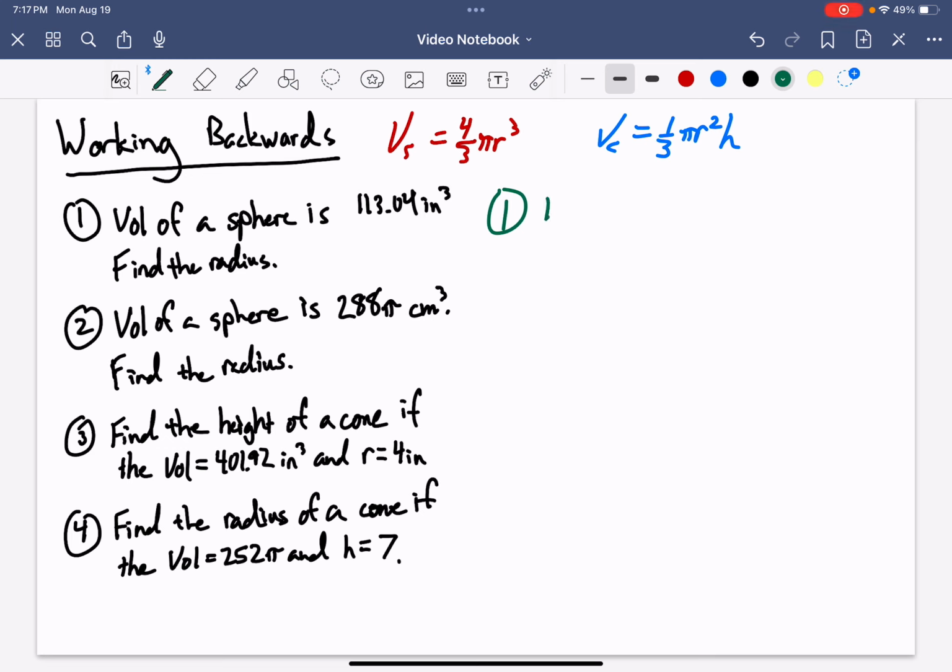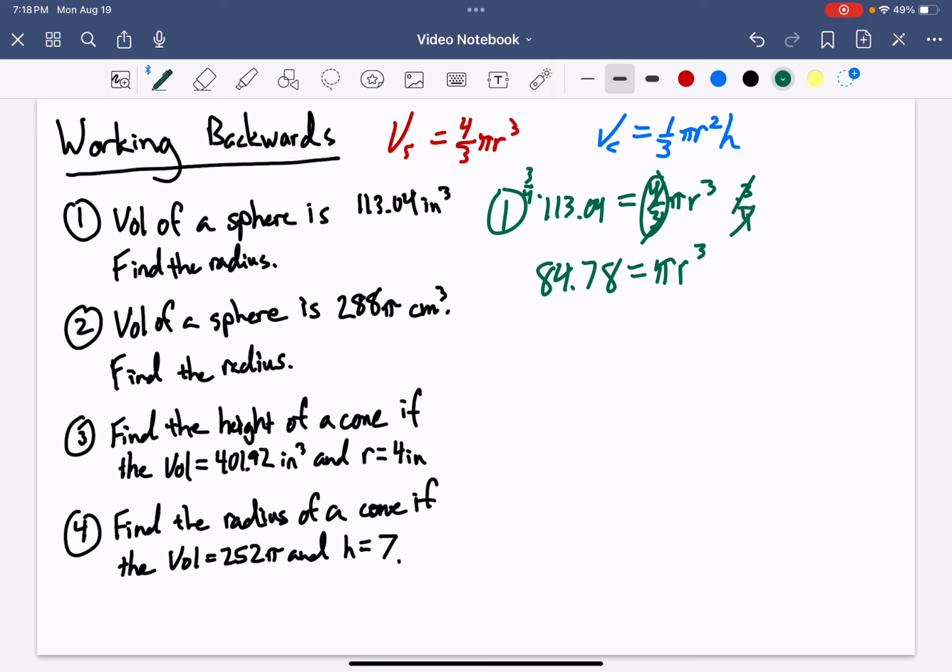Well, 113.04 is equal to 4/3 pi r to the third. First thing I'm going to do is times both sides by 3/4. The reason why I do that is because of this 4/3. That 3/4 makes that go away. And so now I have 113.04 times 3/4. That gives me 84.78. And that is equal to pi r to the third.